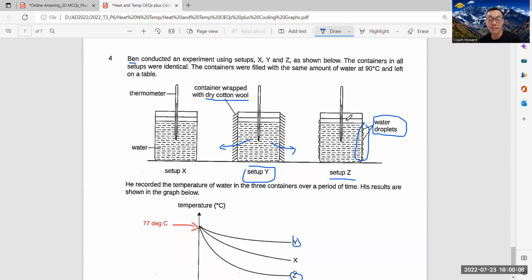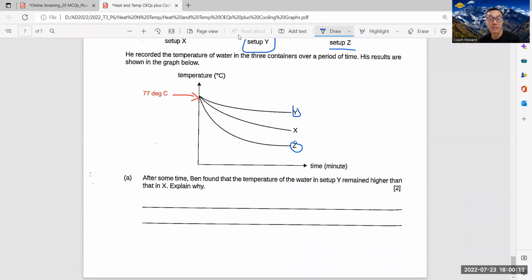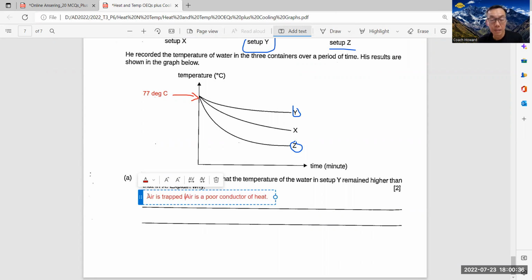It's not mentioned here because they only ask you why the temperature in Y remains higher than the rest. So for this question, you just say that air is a poor conductor of heat. Maybe before that you should say air is trapped in between the dry cotton wool. Air is a poor conductor of heat.